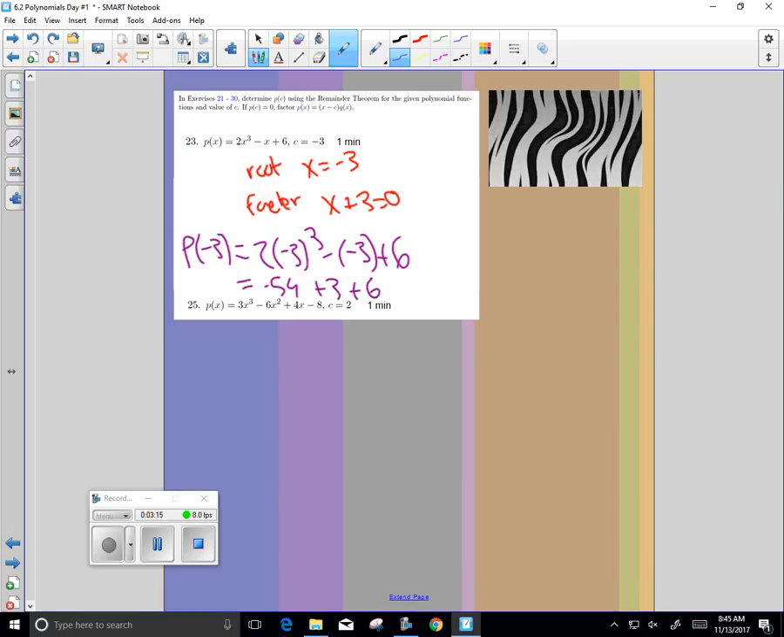So -54 plus 9. Is that -45? No, 43. No, 45 is right. I'm going to add 6, 4, and then, yeah, I was right, -45. This is my remainder.